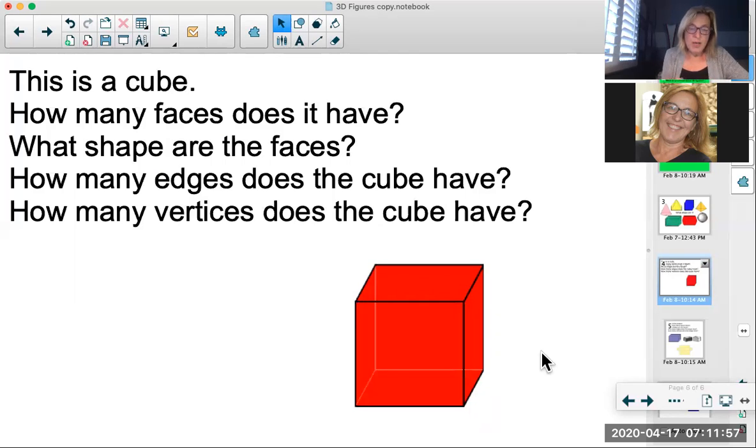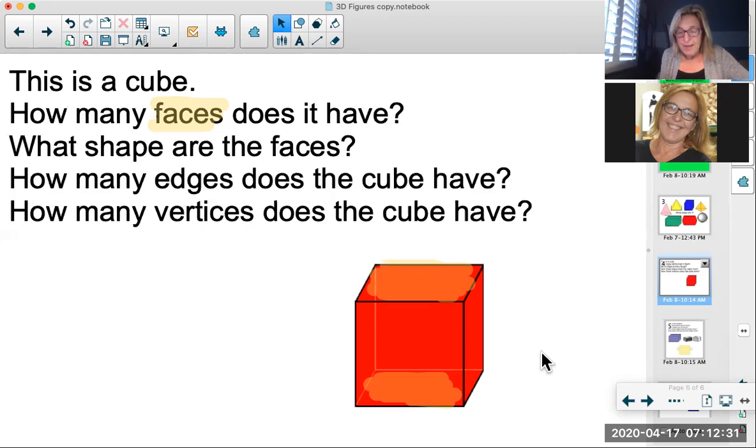So the word faces. Let's try that again. Highlight the word faces. Faces have to do with the flat sides of a three-dimensional figure. So this top is a flat side. It has another parallel face to it that's along the bottom that you can't really see. It's there, but it's hidden. So that's two faces right there.